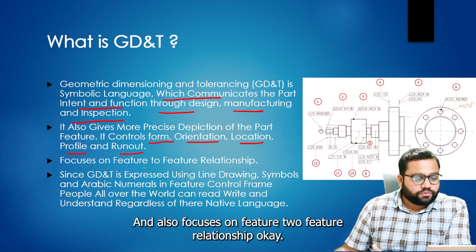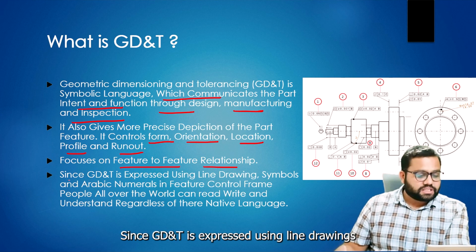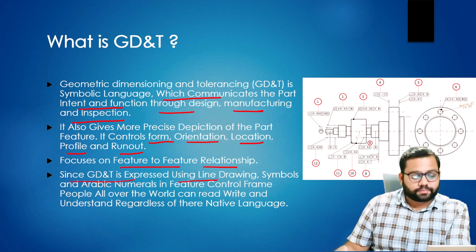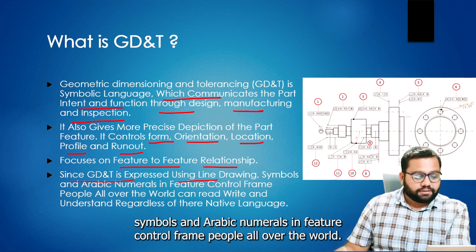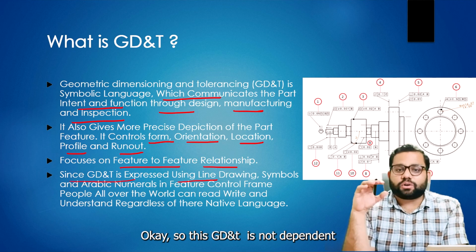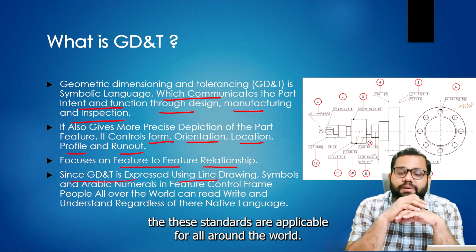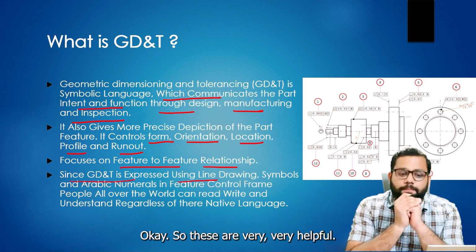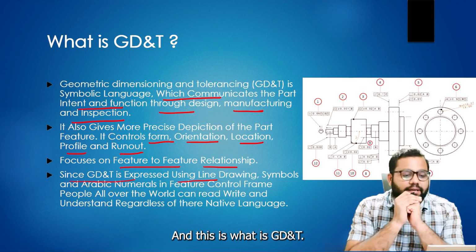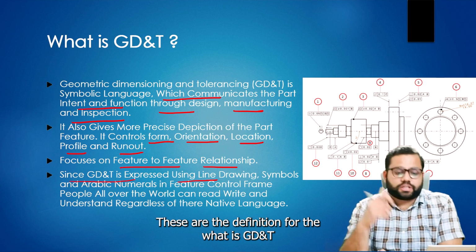It also focuses on feature to feature relationship. Okay, so GD&T focuses on feature to feature relationship. Since GD&T is expressed using line drawings, symbols and Arabic numerals in the feature control frame, people all over the world can read, write and understand it regardless of their native language. Okay, so this GD&T is not dependent on one country or one region. All these standards are applicable all around the world. Okay, so these are very, very helpful, and this is what GD&T is. Okay, these are the definitions of what GD&T is.